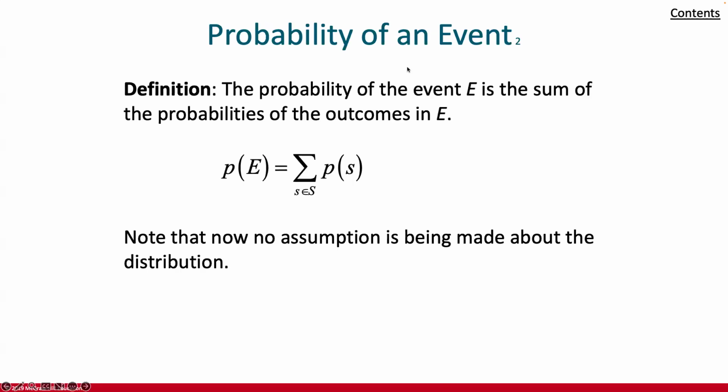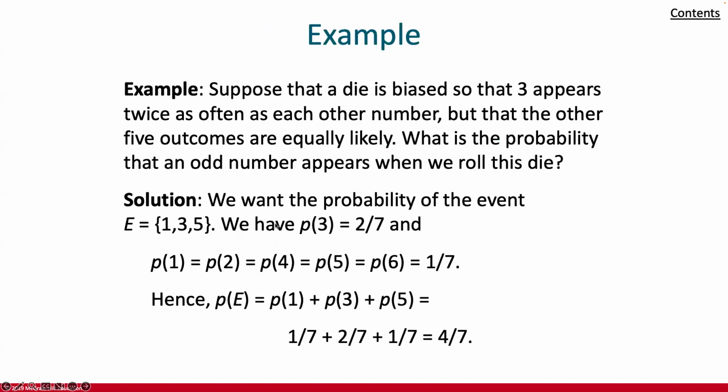Well, let's look at the probability of an event. The probability of an event E is the sum of the probabilities of the outcomes in E. So here we can see that to give you a sense.